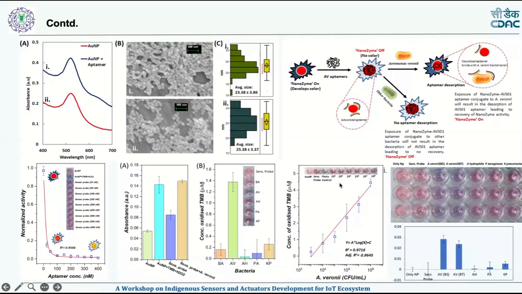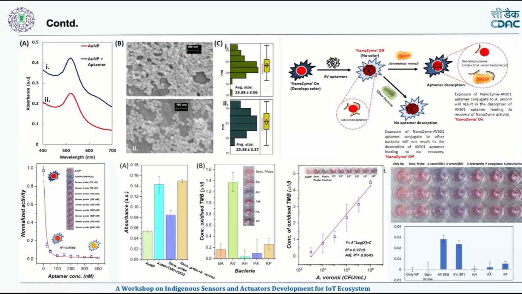And this particular system is very specific to this particular bacteria, because this aptamer only binds in the presence of the particular bacteria, Aeromonas veronii. In presence of other bacteria like Aeromonas hydrophila, we have checked, then Pseudomonas aeruginosa, then Klebsiella pneumoniae, this blue or purple color signal only comes in presence of Aeromonas veronii. So this particular sensing system we have developed for the bacterial case.